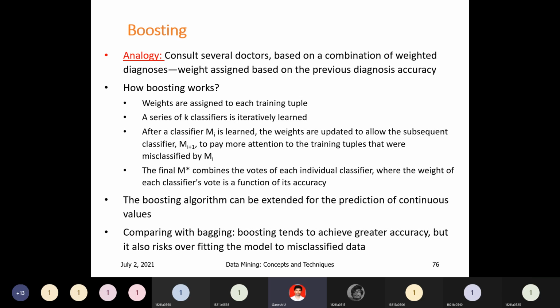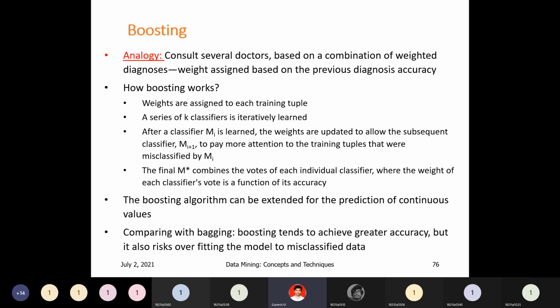So next, weights are assigned for each training tuple. Weights are assigned based on the previous diagnosis accuracy, the previous result. Based on that, you will give some weight. Okay, this is how boosting works. Weights are assigned to each and every training tuple.